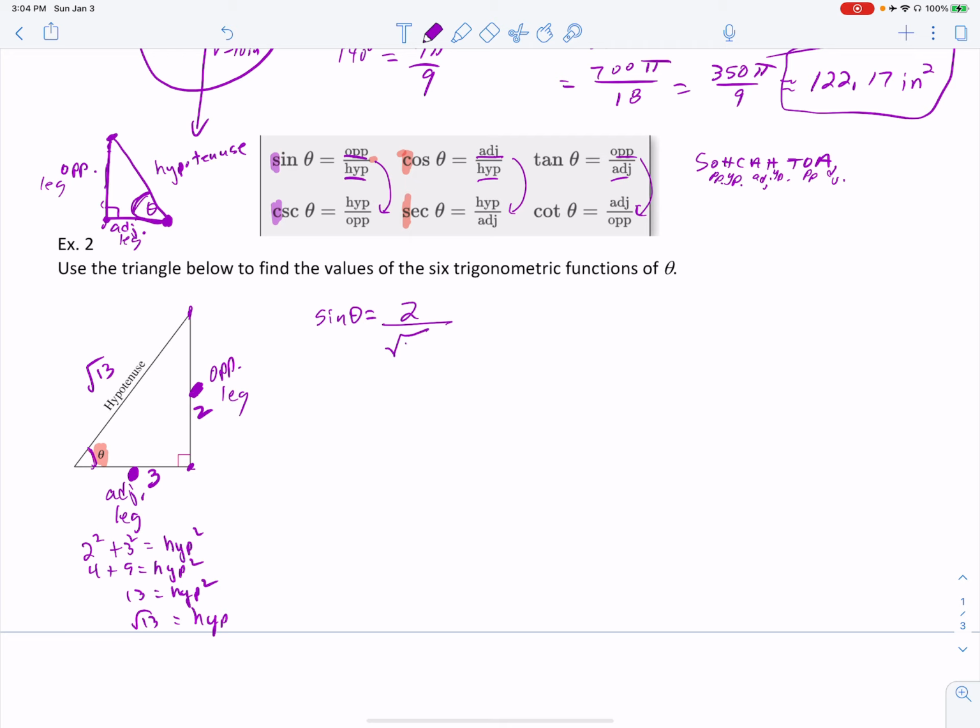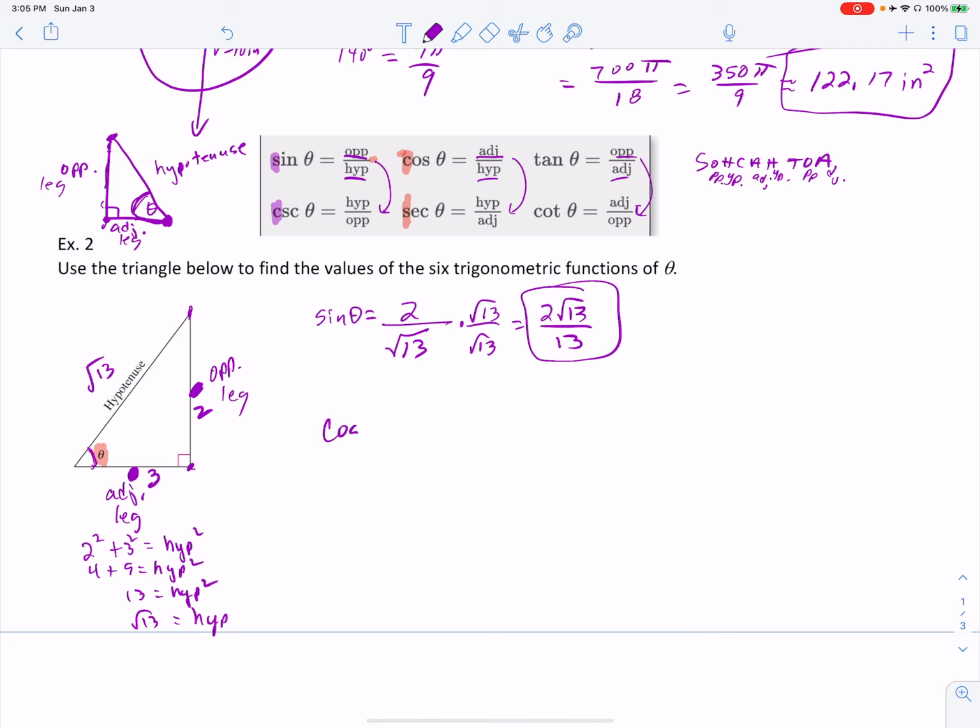And so the sine is 2 over root 13, but we want you to rationalize that. We want the denominator to not have a radical. So you multiply by that square root of 13, top and bottom. And so the sine of theta rationalized is going to be 2 root 13 over 13, and that's how we'd want to see it.